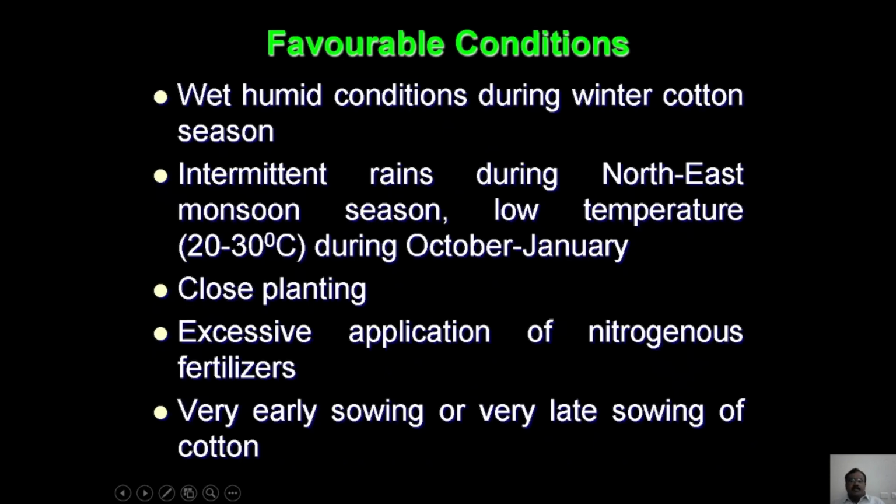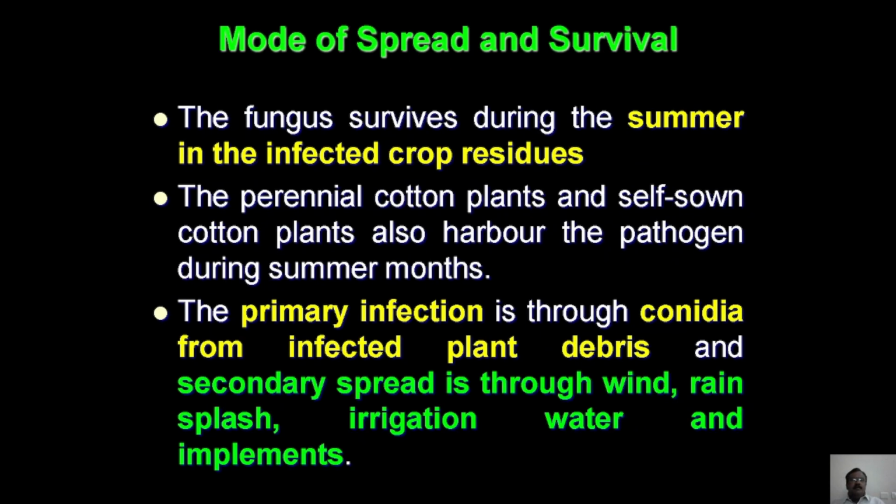Wet humid conditions during the winter are favorable for the development of the disease. Intermittent rain during the northeast monsoon and prevalence of low temperature, 20 to 30 degrees, during October to January, closer planting of the plants, excessive application of nitrogenous fertilizers, and early sowing or late sowing of the cotton crop all favor the development of disease under field conditions. The fungus survives during the summer in the infected plant debris.